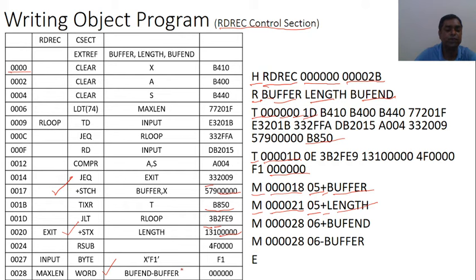I am repeating one more time. If I want to find out the value of BUFFEND minus BUFFER here, what will we do? If to this value I just add BUFFEND and then subtract BUFFER, then we will get the BUFFEND minus BUFFER value. Now here the modification is required in these 6 half bytes, or nibbles.